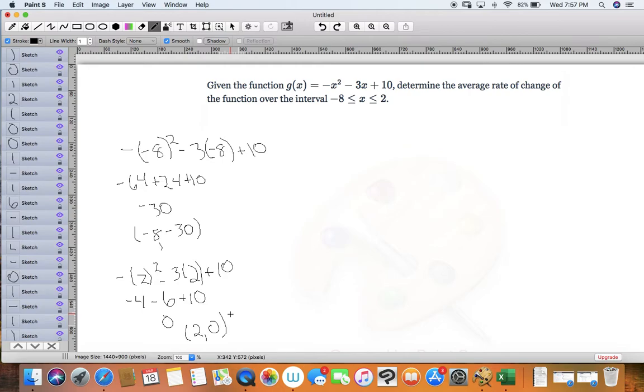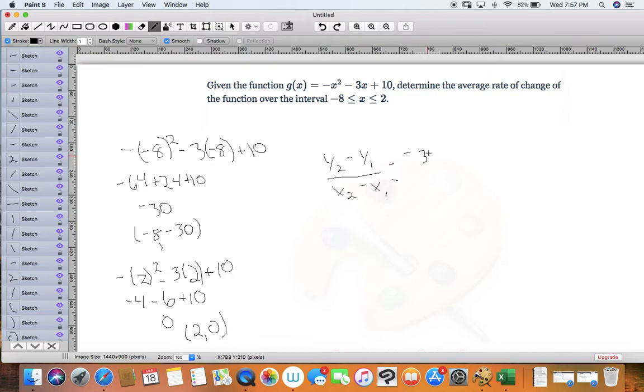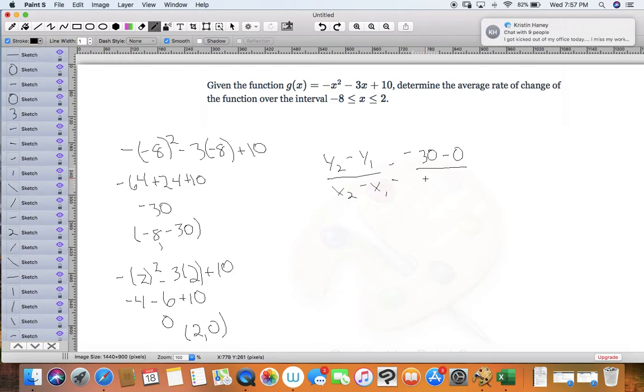So now that we have the two ordered pairs, we can use our slope formula, which is y2 minus y1 over x2 minus x1. So our y values, it doesn't matter which one you put first. I'm going to put the -30 first. So I've got -30 minus 0 over -8 minus 2.